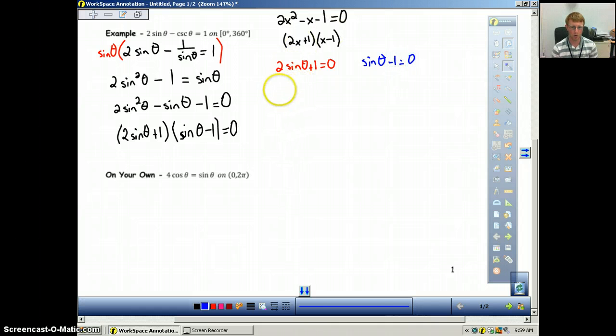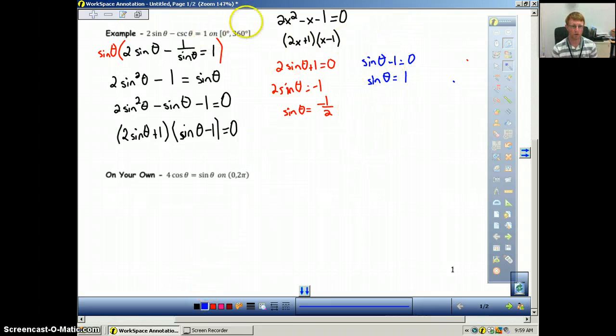So now let's solve each one of these. Make sure I keep it in the same color. So this one's going to be 2 sine of theta equals negative 1, which then means we have sine of theta equals negative 1 half. So that's the first one we're going to have to solve. The other one, we're just going to add 1, so we have the sine of theta is equal to positive 1. Okay, so we can solve each one of these individually.